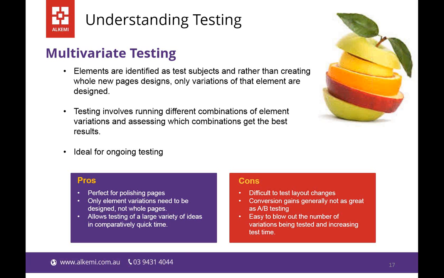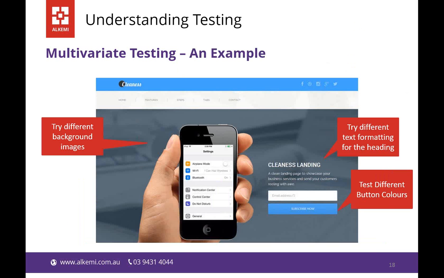It is difficult to test layout changes, though, with multivariate testing. That generally needs to be the sole realm of A/B testing. Your conversion gains don't tend to be quite as great, and it is very easy to blow out the number of variations being tested, and as a result, blow out the amount of time it actually takes you to get statistical certainty on a result.